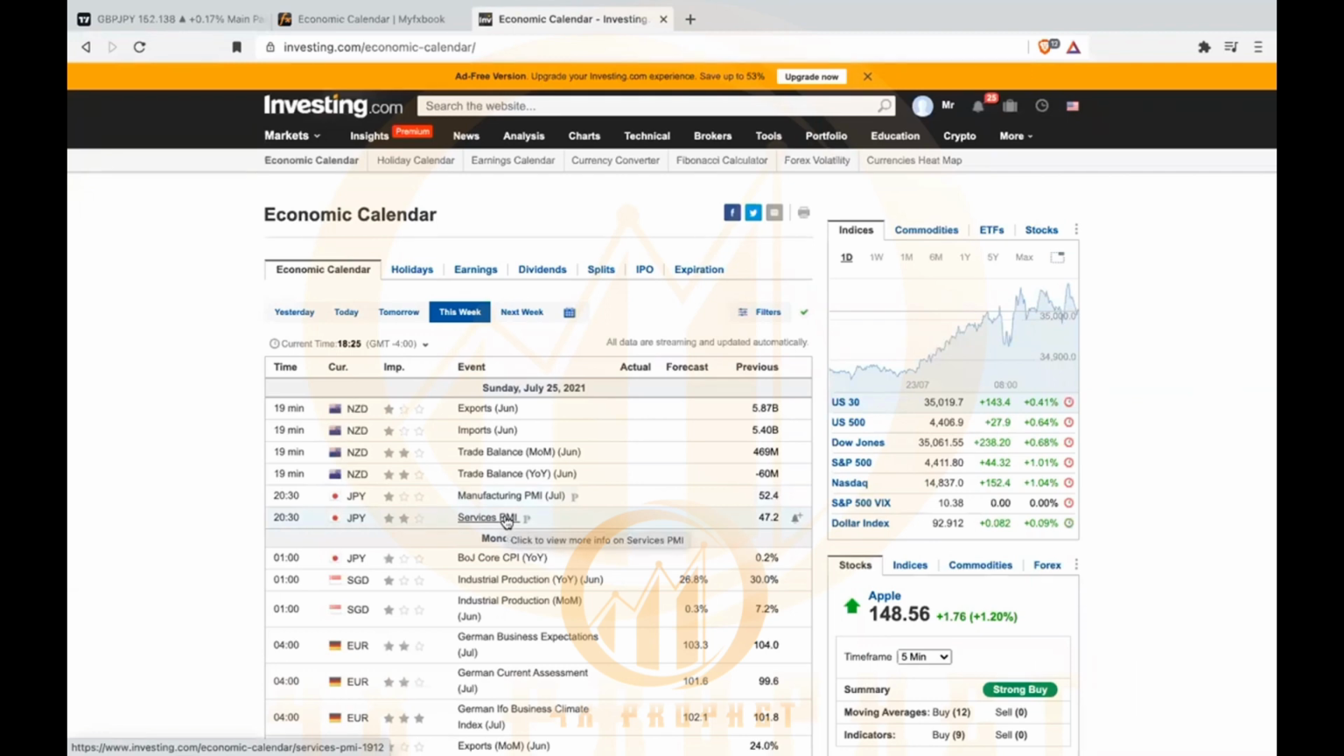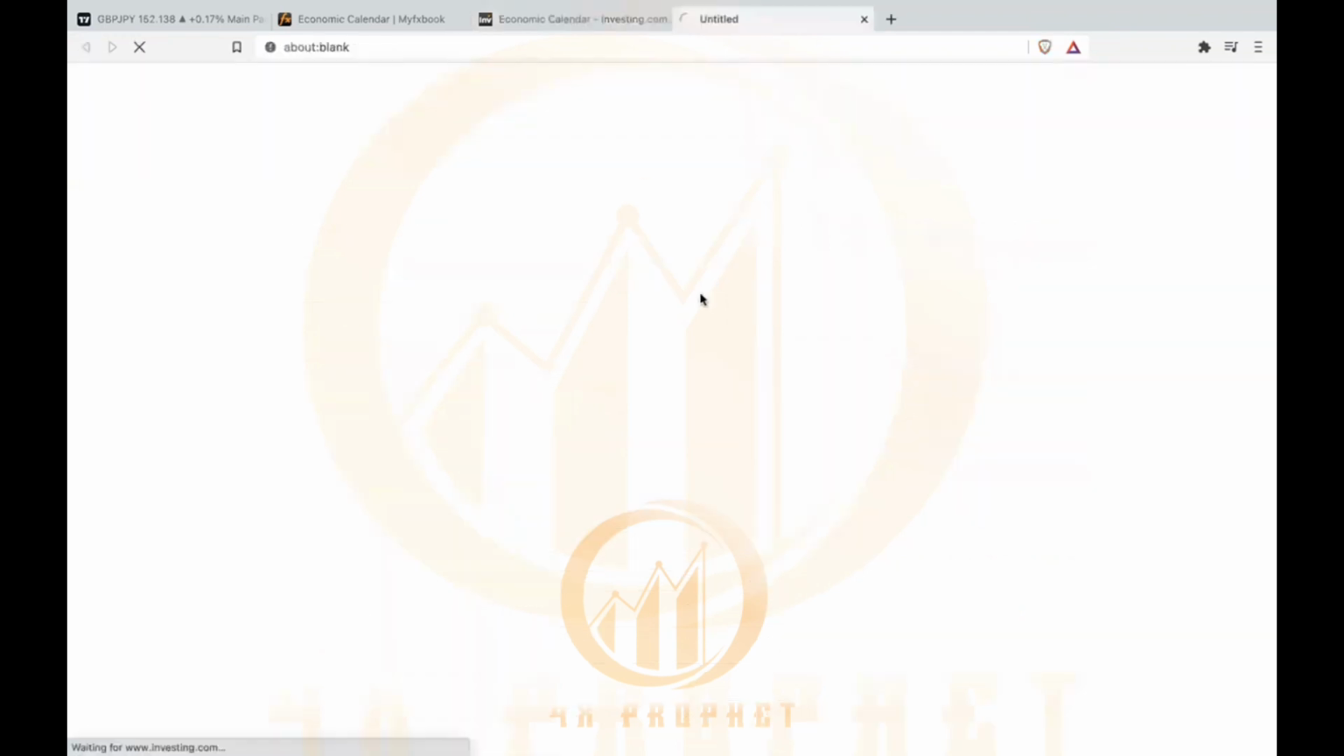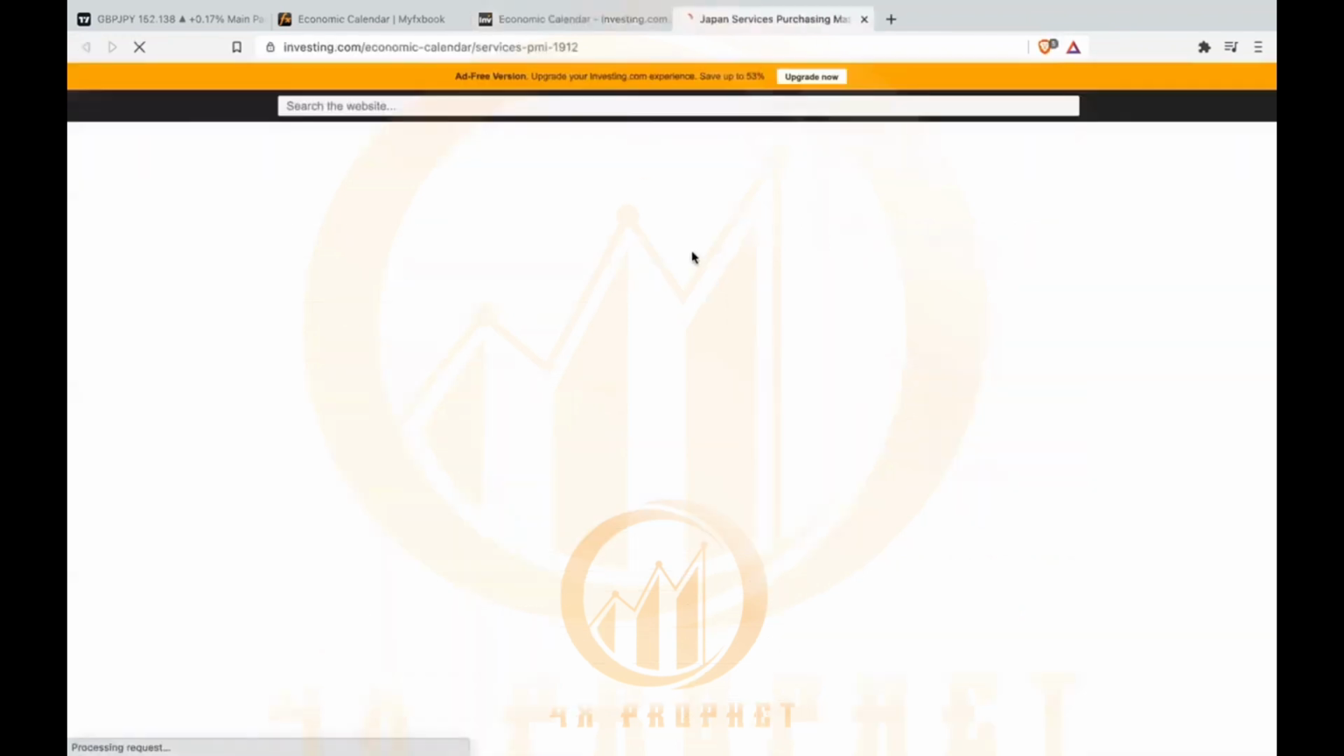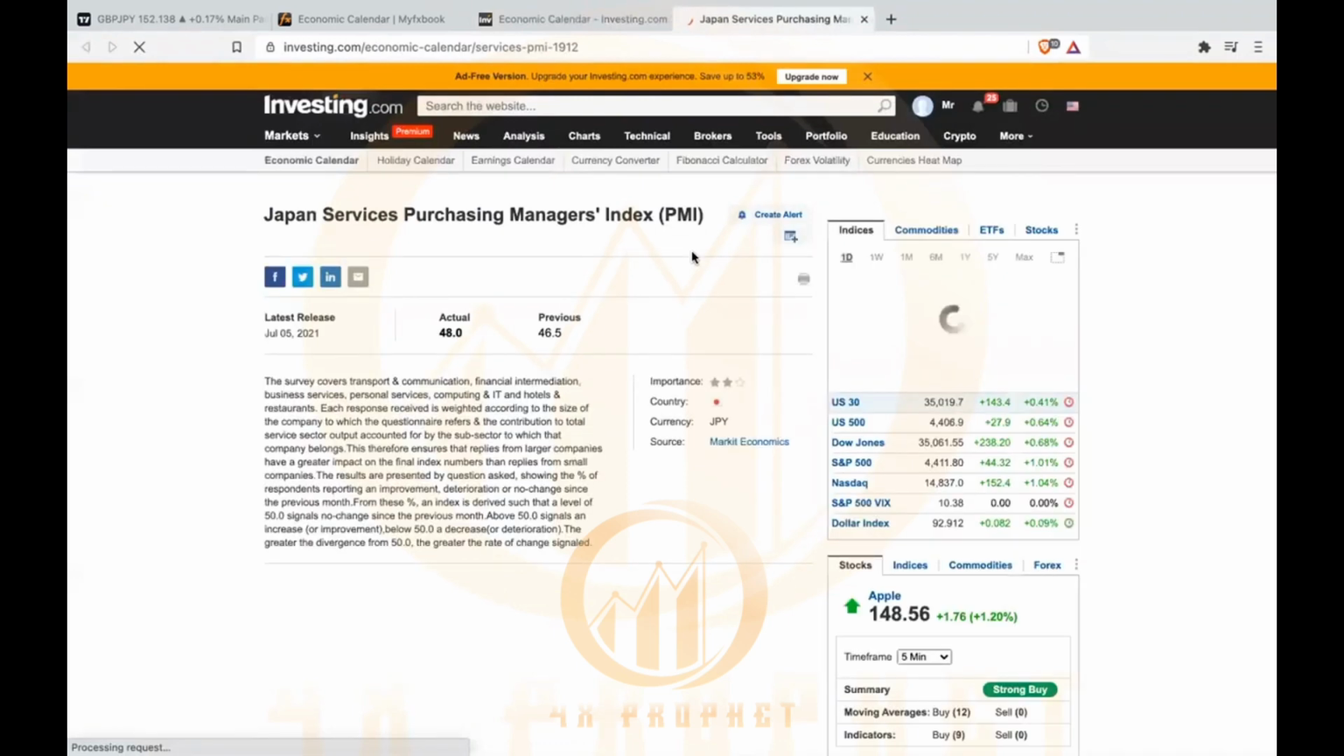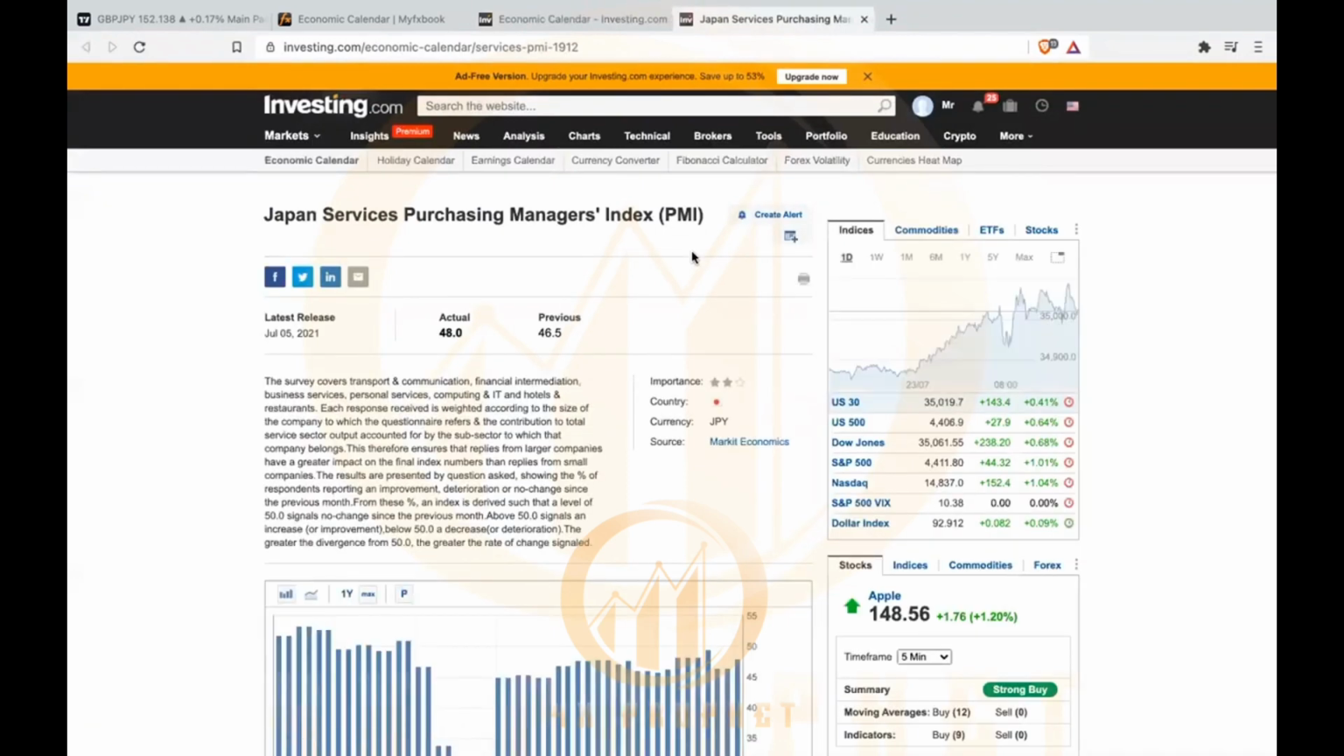Sunday, 20:30, which is 8:30. We're going to be having two news for JPY. Now, only one of them is really important because it is medium impact. And you would take a look at this, and you would see basically how the news would be affected.